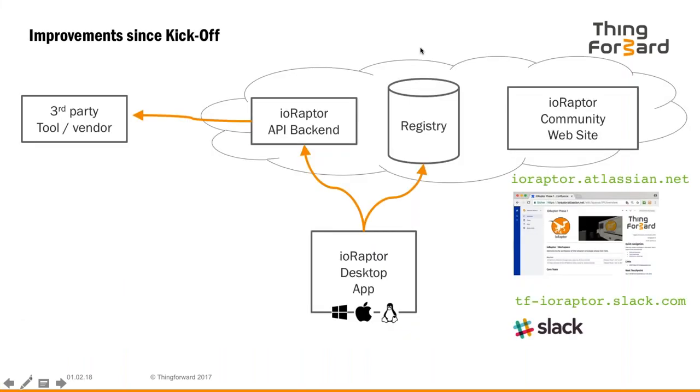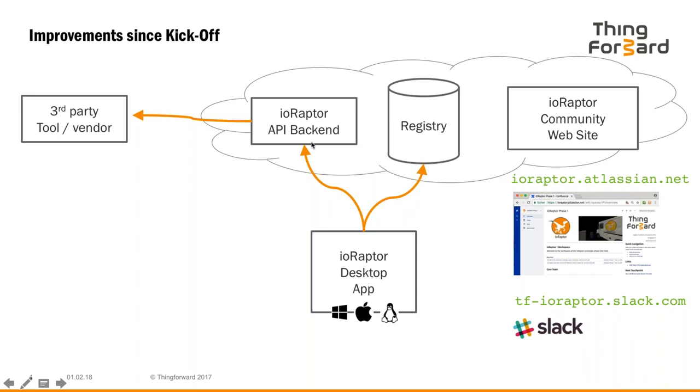Okay, so improvements since kickoff and since the last webinar. This is an image that resembles our architecture. You know it from the past webinar, but I'm going through the different components there. First, we have the ioRaptor desktop app, which is a cross-platform app for the developer's desktop. And you can browse packages and tools there and gain access to information, which itself is stored within a registry. This is a public registry. So the desktop app downloads stuff from the registry.